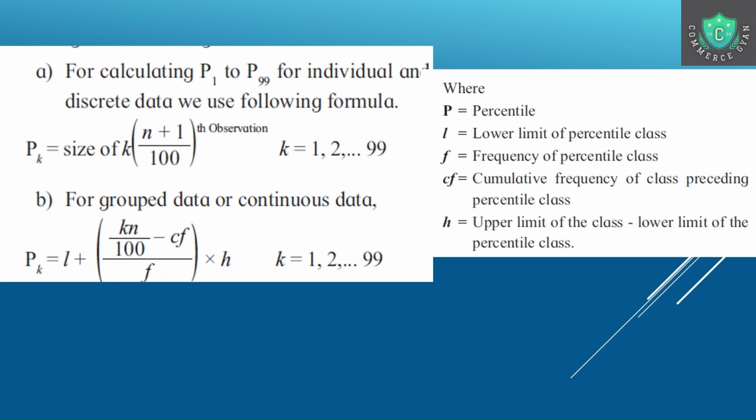Now for grouped data or continuous data, it will be Pk, the percentile, where k will be 1, 2, 3, whatever up to 99. L is the lower limit of the percentile class. kn, where k is again 1 to 99 and n is the number of observations, over 100, minus Cf, the cumulative frequency of the class, which class? The preceding class of the percentile class, divided by f, the frequency of the percentile class, into h, the differential. So it's a similar formula to what we have for quartiles, the only thing is the replacement of 10. Instead of 10 we are using 100.